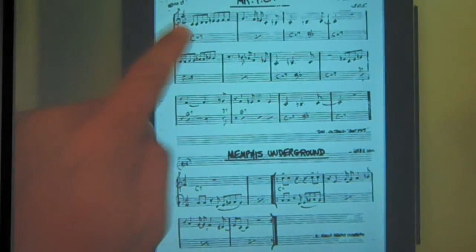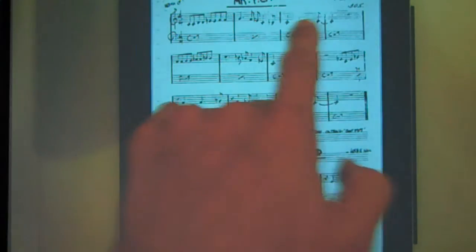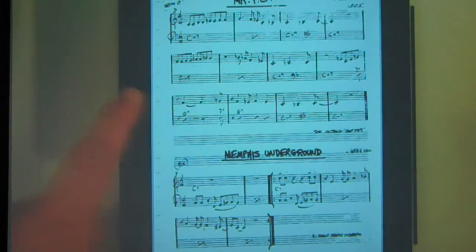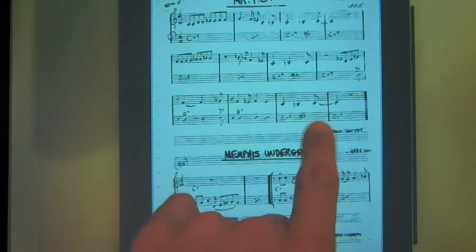I think this is the right one. This one's better. So what you're listening to is right here: 1, 1, 1, and then 4, 4. It goes back up: 1, 1, 4, 5, 1.